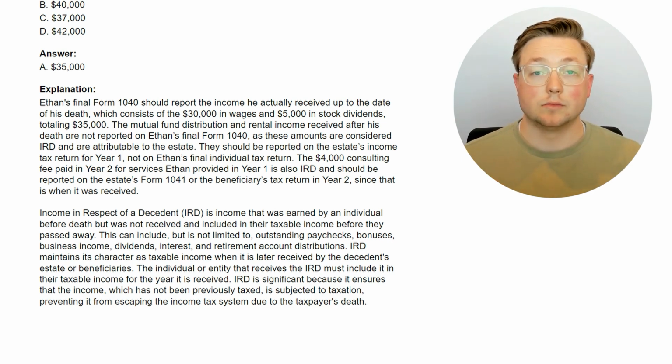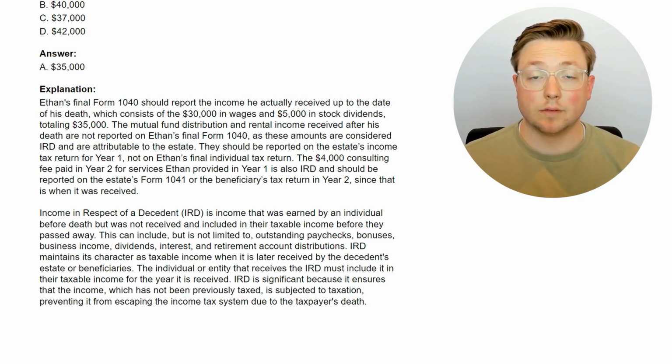Whatever they didn't receive before they died can be IRD, but it's still taxed to the estate or to the beneficiary who received the money. In simple terms, a final 1040 is still just a normal 1040. It's just cut a little bit short depending on when the decedent died. So it still needs to be filed by April 15th.